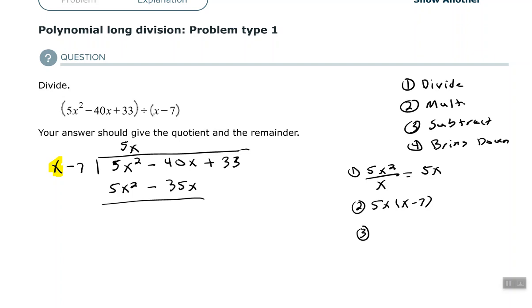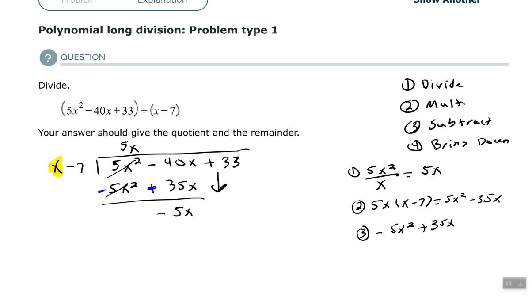Now the third step, if you remember long division, you would always change that sign or subtract. So we're going to do the same thing. We got 5x squared minus 35x. So the third step, you have to subtract or change the signs. So that becomes negative 5x squared plus 35x. And then you combine your like terms. So the 5x squared minus 5x squared cancels out. Negative 40x plus 35x is negative 5x.